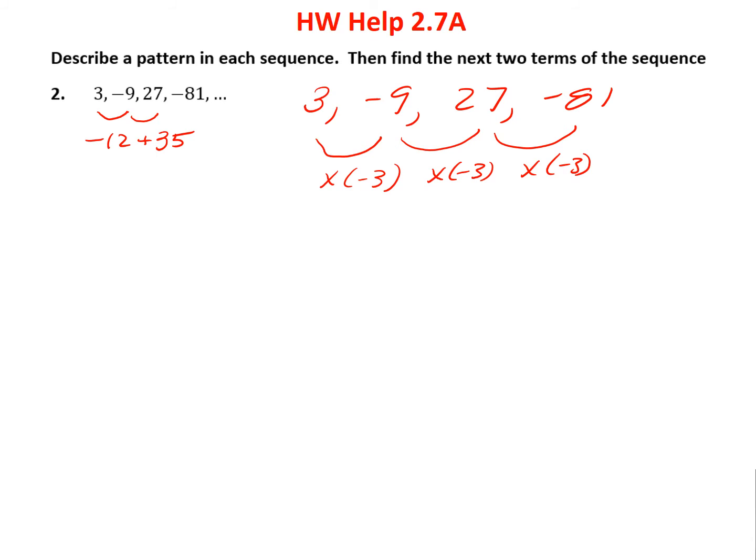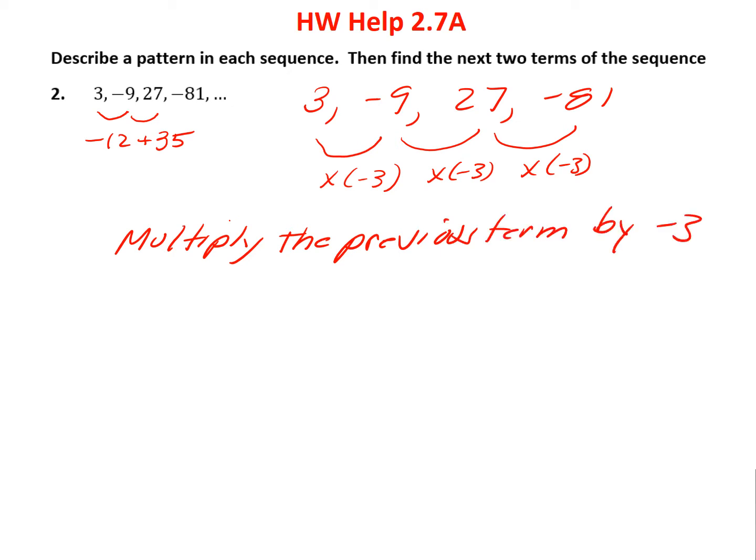So what's happening in this one is we're multiplying. To describe the pattern, we multiply the previous term by negative 3. Okay? So what are my next terms going to be? All right? So we're at negative 81, so I want negative 81 times negative 3. A negative times a negative is going to be positive. And 3 times 81 is, 3 times 1 is 3. 3 times 8 is 24. So we're going to have 243 as our next term.